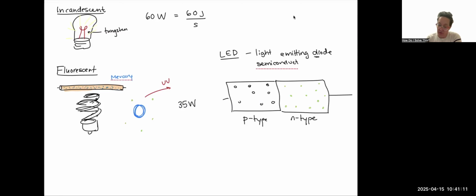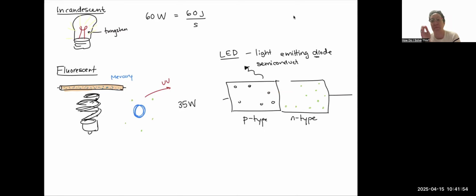And so when we run a current into an LED, what we're doing is encouraging an electron to jump from the N-type to the P-type and fill a hole, right? And then we will have another one, and we'll fill that hole, and so on and so forth. And every time an electron makes this jump, it also emits light.